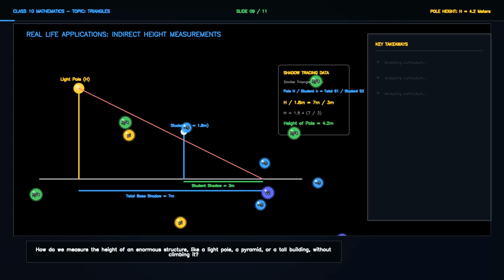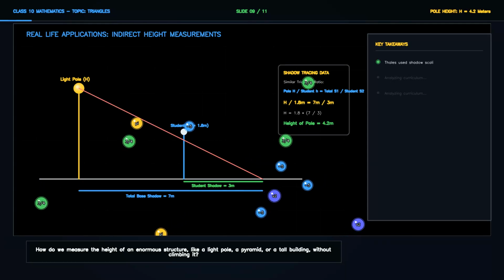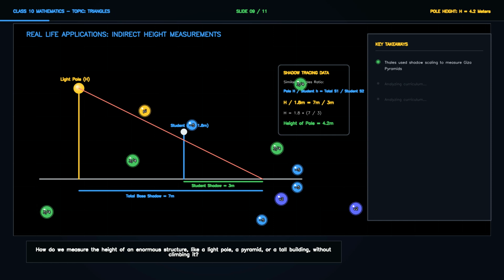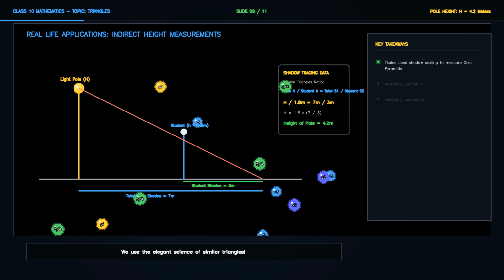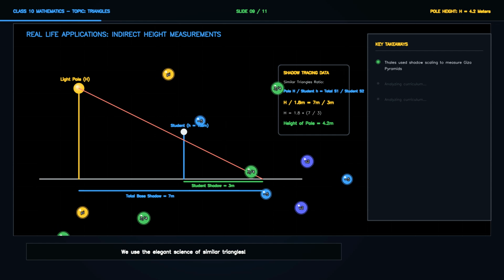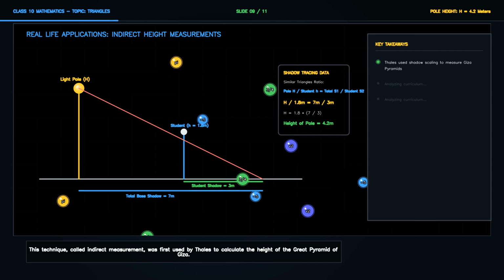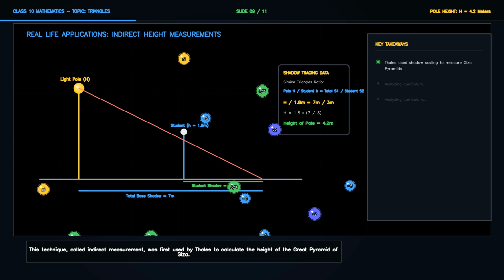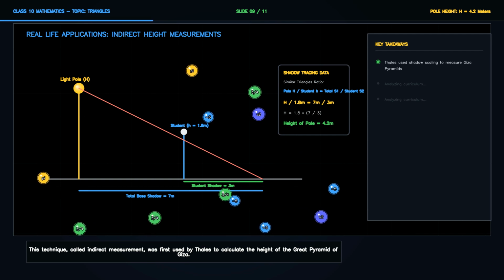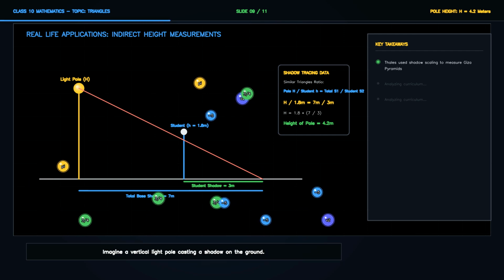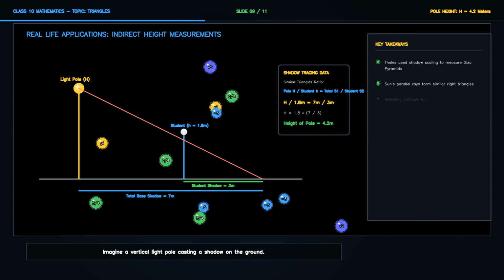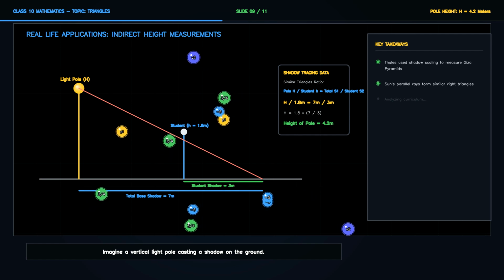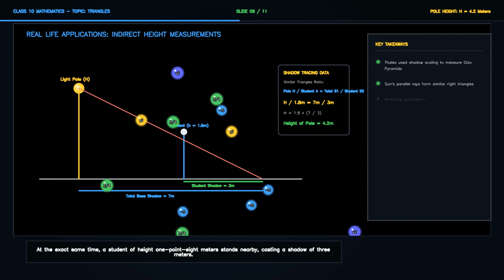How do we measure the height of an enormous structure, like a light pole, a pyramid, or a tall building, without climbing it? We use the elegant science of similar triangles. This technique, called indirect measurement, was first used by Thales to calculate the height of the Great Pyramid of Giza. Imagine a vertical light pole casting a shadow on the ground. At the exact same time, a student of height 1.8 meters stands nearby, casting a shadow of 3 meters.